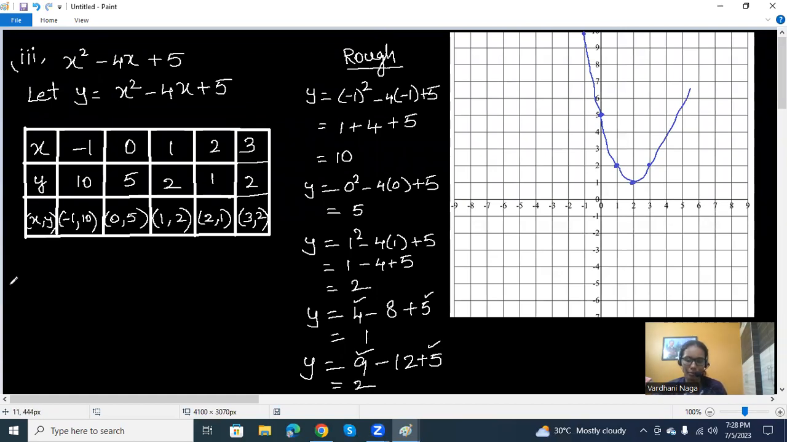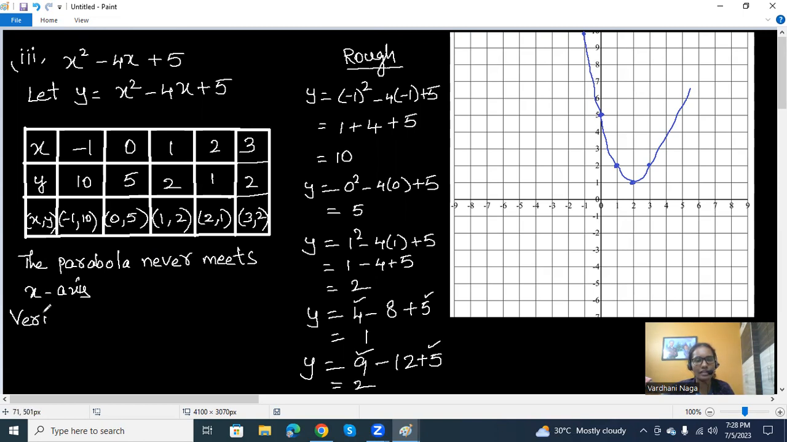Our observation is, by plotting the above points on the graph sheet, it is representing a parabola, right? The parabola never meets the x-axis. That only we will write. The parabola never meets the x-axis. And we need to find out, justify your answer means verification. Whether we have done it correctly or not, verification.